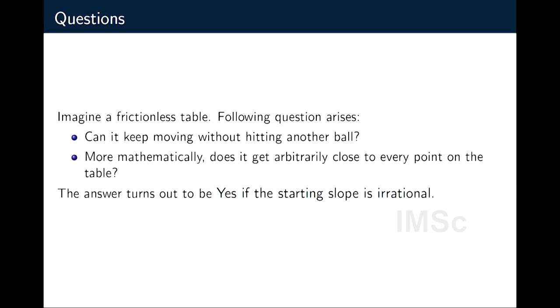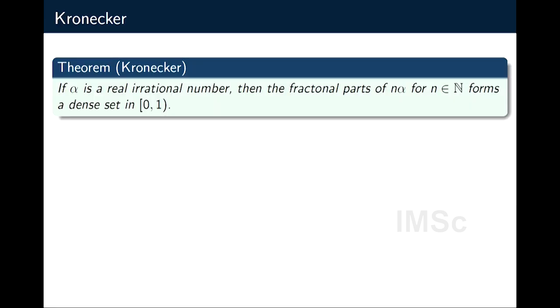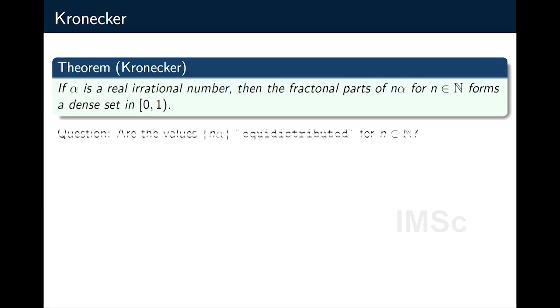And this is a consequence of a classical theorem by Kronecker, which is this. If alpha is an irrational real number, then if you look at the multiples of alpha: alpha, 2 alpha, 3 alpha, 4 alpha, etc., and look at the fractional parts of those, they lie between 0 and 1, and they form a dense set. So that's the reason this is going to happen if you start with an irrational slope.